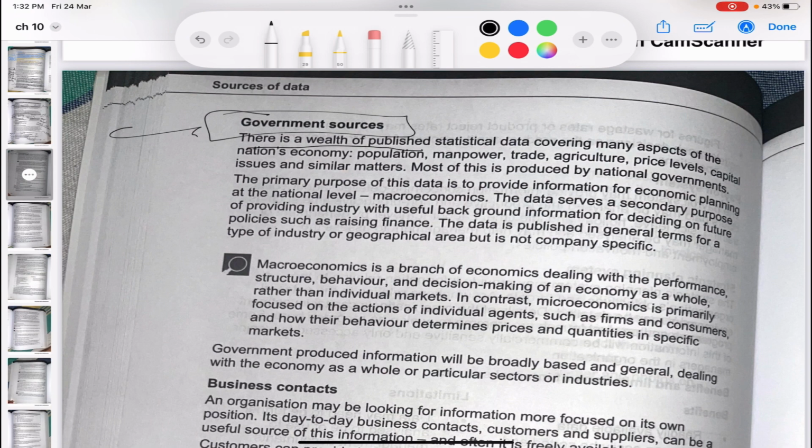There is a wealth of published statistical data covering many aspects of the nation's economy. For example, population. The Indian Statistical Institute releases data every year about the population and statistics regarding various things. You can just take a look and read this. There's nothing very difficult in that.